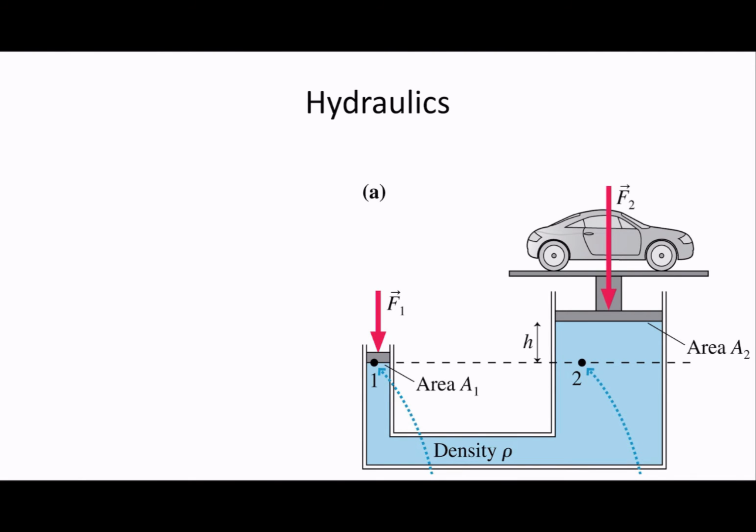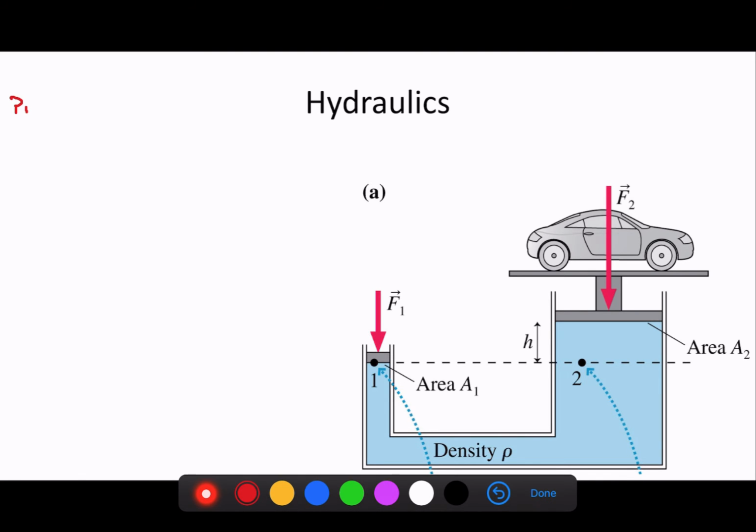So let's examine the system that we have here. We've got points 1 and 2 marked. Point 1 is on the left side, right at where that small piston is. So the pressure at point 1 is going to be equal to the atmospheric pressure, P0, plus the force F1 that's being applied divided by the area A1 of the piston itself. Similarly, over at point 2, we'll have the atmospheric pressure plus the force F2, which is mostly due to the weight of the car, divided by the area of the second piston, plus the density of the liquid, g, and the height of the liquid above point 2.